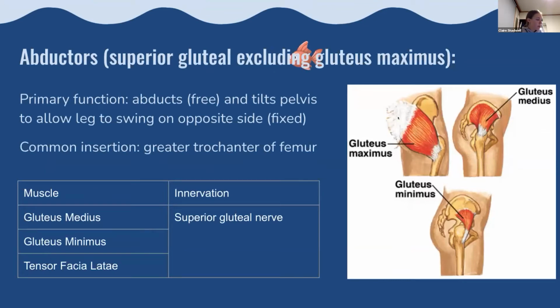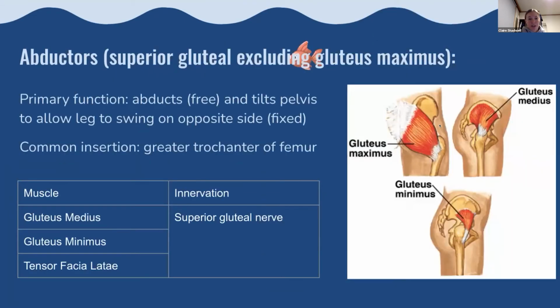And so moving on, these are the abductors, excluding gluteus maximus, which is more of an extensor of the hip joint. And these are pretty easy because they're all innervated by the superior gluteal nerve. And as you can see here, they insert on that gluteal tuberosity that I was telling you about in the femur.